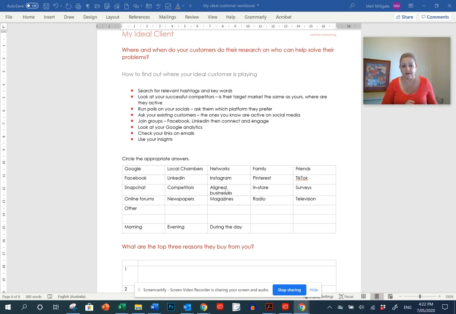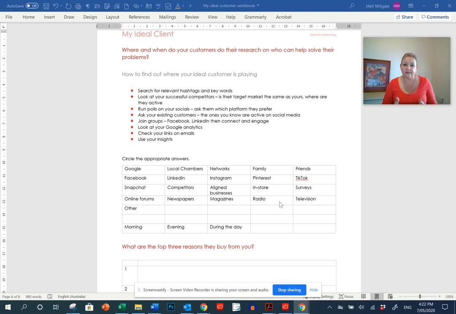Now you will see down here we have some non-social media answers, so to speak, and this is specifically a social media course. But the reason they're there is that if you end up with a lot of people saying local chamber, newspapers, magazines, radio, television, then chances are your ideal customers actually aren't on social media, and that's when you would question whether you should be focusing your time there rather than in those more traditional spaces.